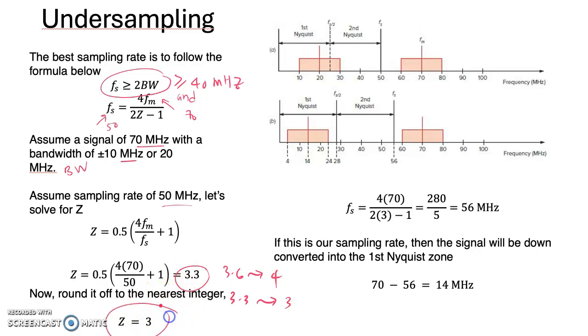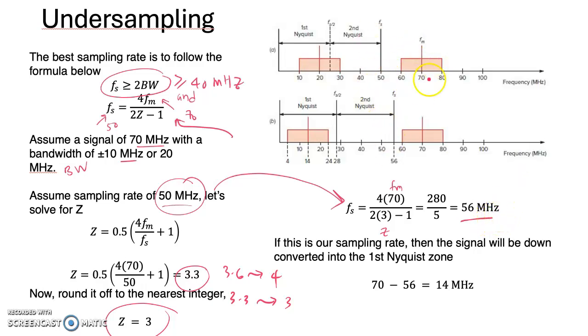So now I'm going to use this value and plug it back into this equation. So 4 times Fm over 2 times 3, this is Z, minus 1. So I will get 4 times 70, 280, divided by 5, and this will give me a 56 MHz sampling rate. Previously, our sampling rate was 50. But from the improvement, we found out that the best sampling rate is actually 56.